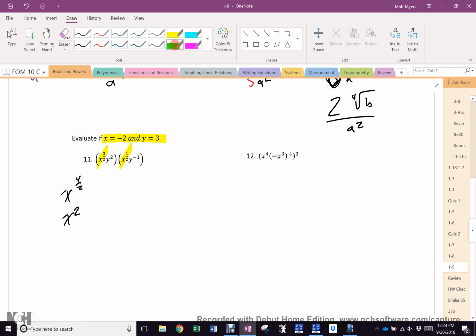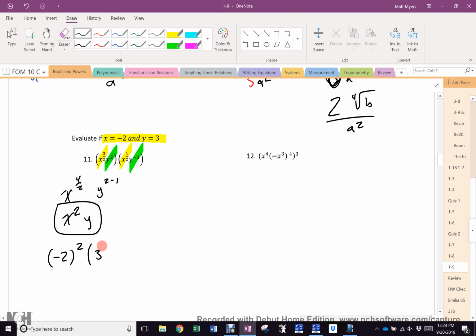What do I do with Y and Y? So what do I get? Y to the 2 minus 1, which is Y. Wouldn't you rather deal with that than that? Because what does this become? Negative 2 squared times 3. What's negative 2 squared? Times 3. 12. And you did it all in your head.